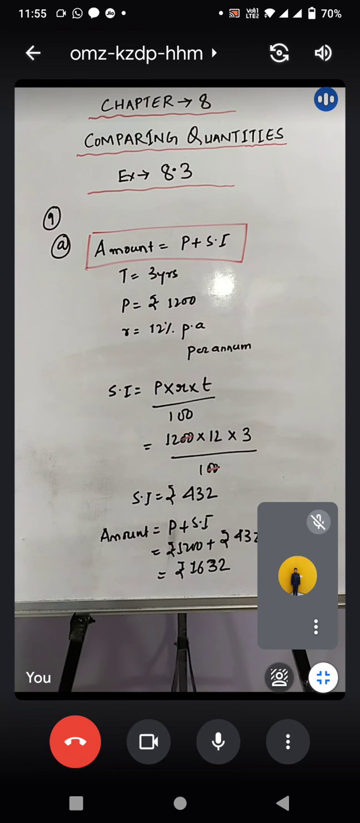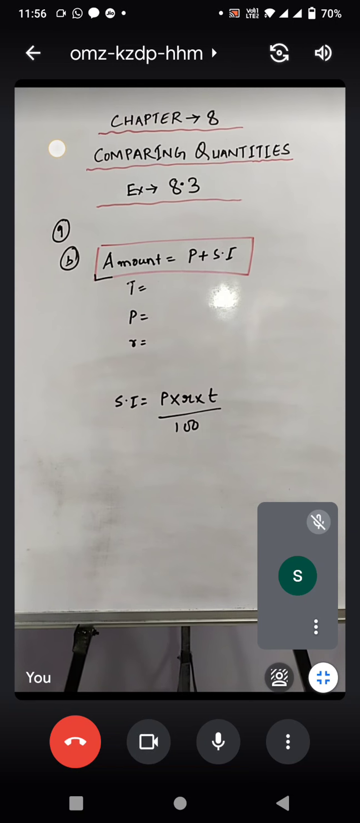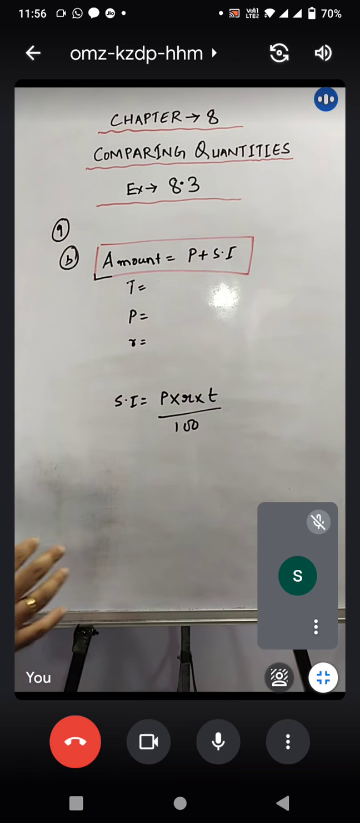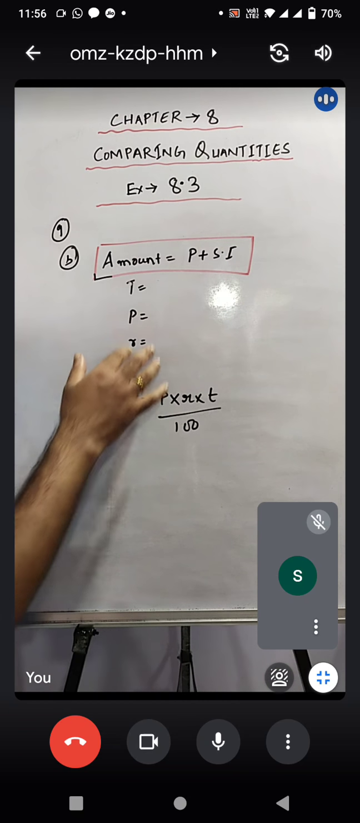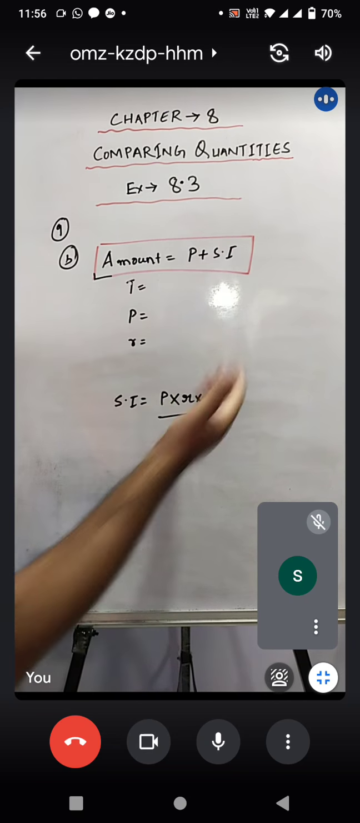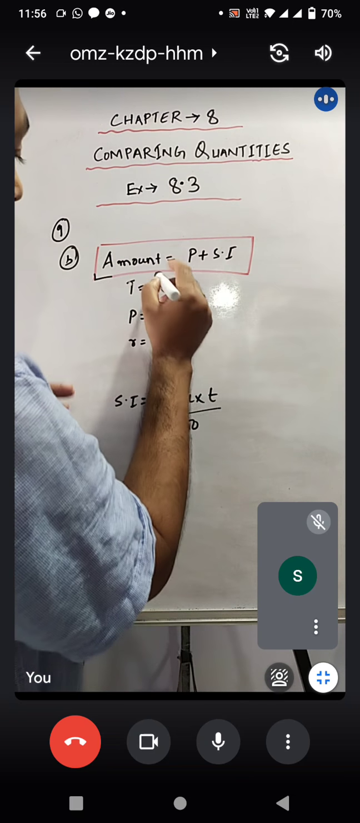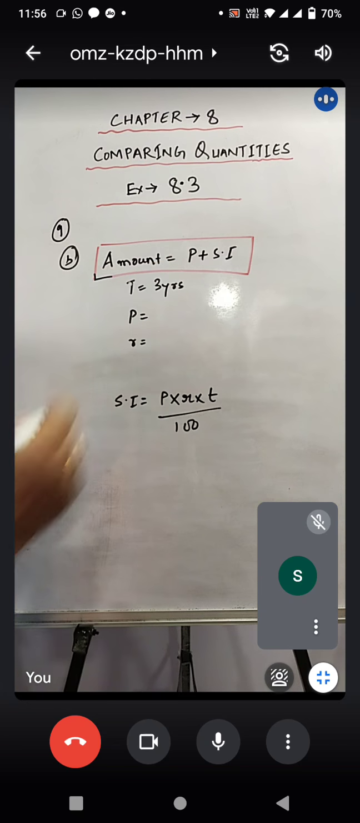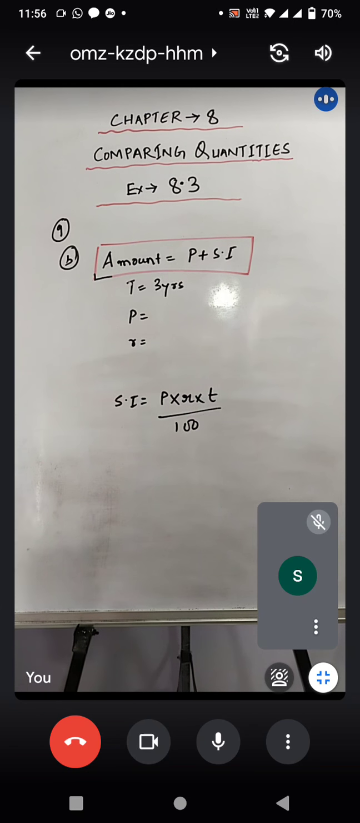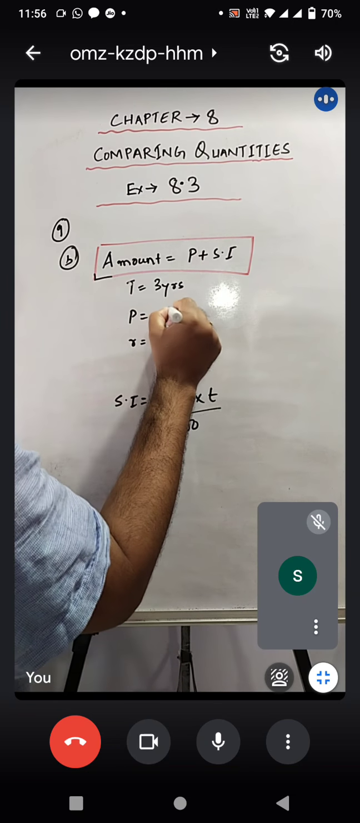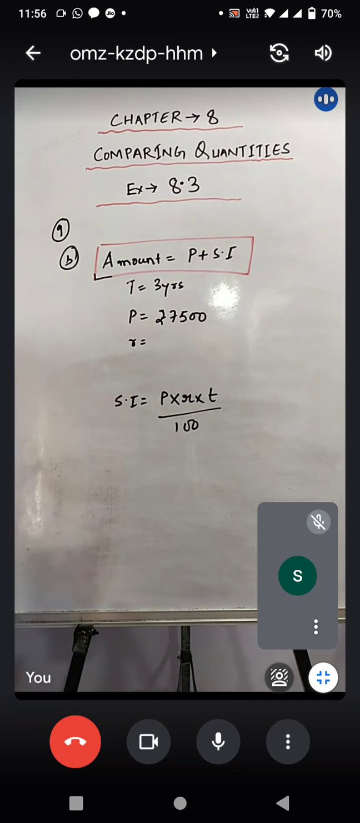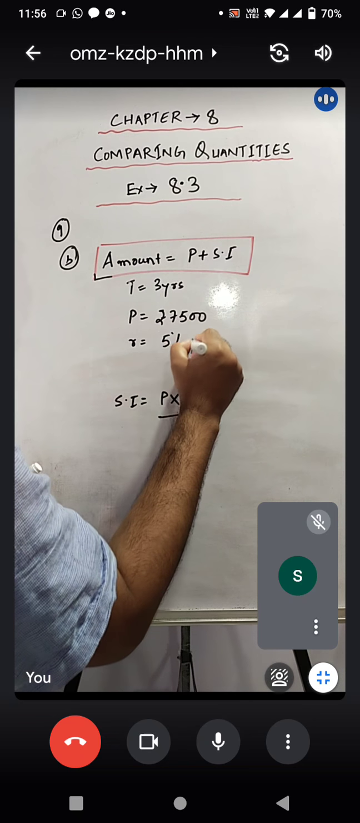I hope all of you have understood. Now let's do sum number B. In sum number B also we have to find out the same thing, that is the amount. Time is the same for both sums, that is 3 years. Principal this time is given as 7,500 and rate is given as 5% per annum.